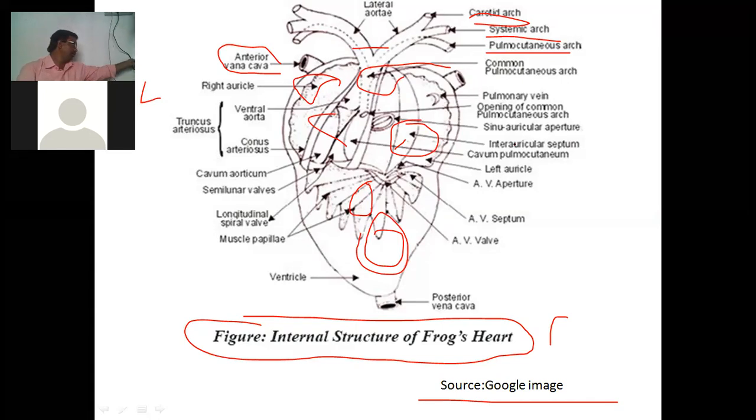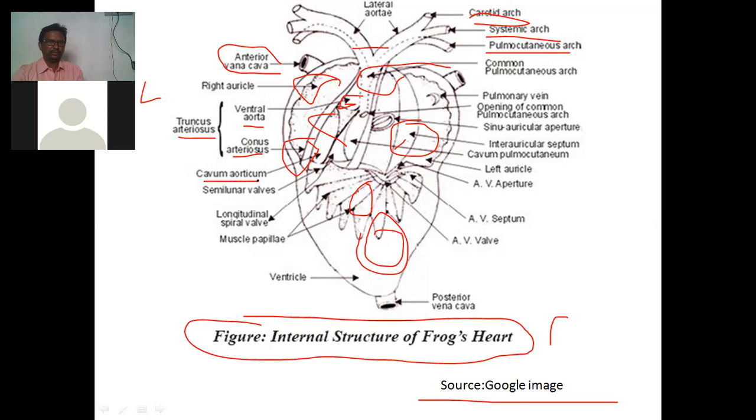Just see here, there is a ventral aorta, and this is a conus arteriosus portion, and both are commonly called the truncus arteriosus.